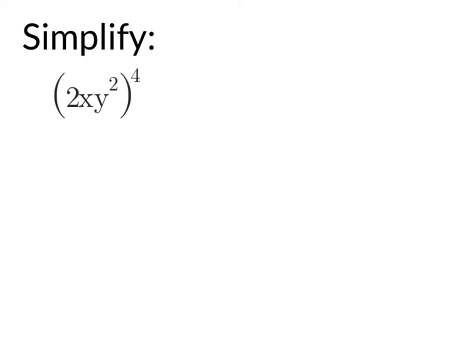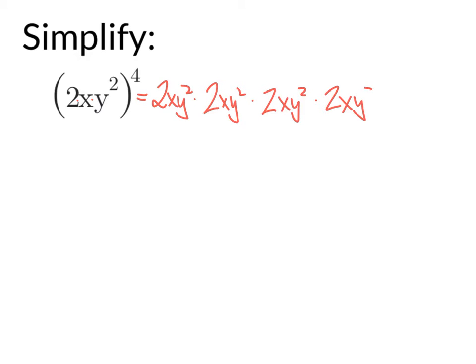Let's take the same approach on something that's a little bit more complicated. If we have (2xy squared) to the 4th, each of these are being multiplied together. And we're going to take the base, 2xy squared, multiplied by itself 4 times. So 2xy squared times 2xy squared, 2xy squared, and 2xy squared. So there's 1, 2, 3, 4 of them. Since everything is multiplication, remember that's 2 times x times y squared times 2 times x times y squared times 2 times x times y squared times 2 times x times y squared.